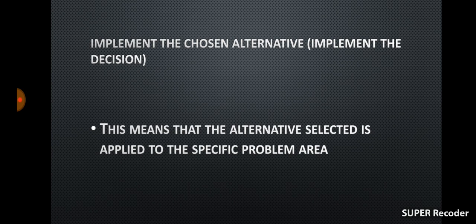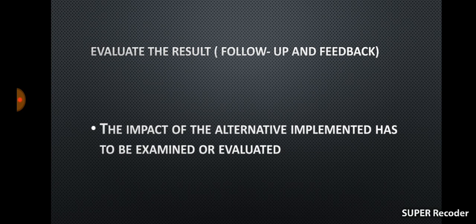And the next step is to evaluate the result. The impact of the alternative implemented has to be examined or evaluated. That means managers have to check whether the decision works properly, or whether it creates any new problem or opportunity, or whether a new decision must be made, etc. That means the manager has to evaluate the results of the decision.